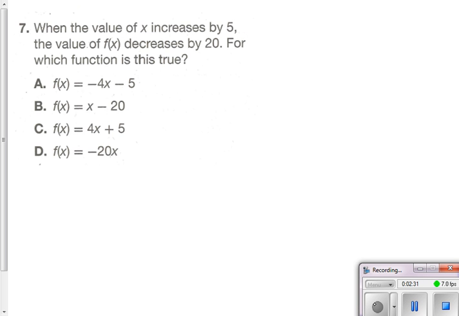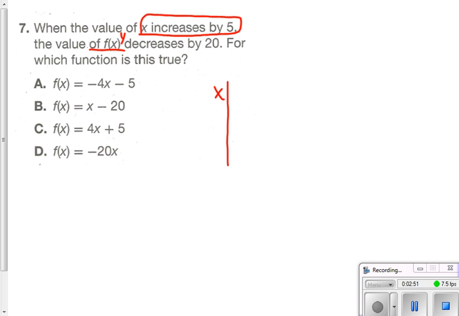A little bit different look here in 7. It says when the value of x increases by 5, the value of f of x, remember f of x represents y, decreases by 20. For which function is this true? So there's an increase of x. Remember, this is what you put in. You always put in x.